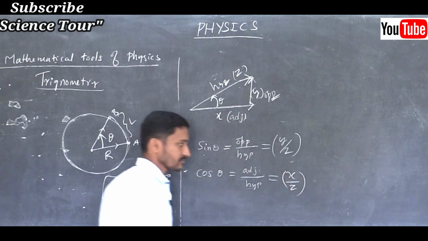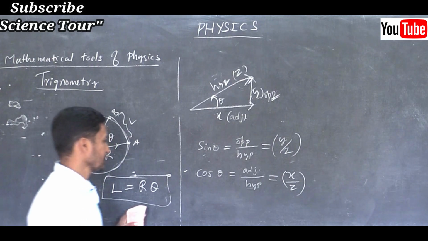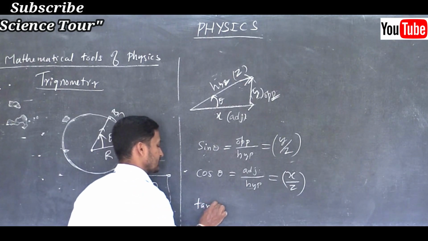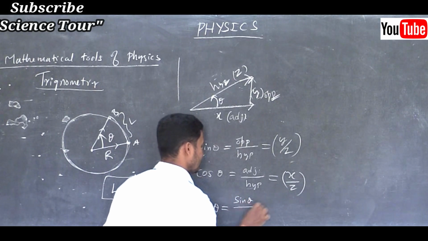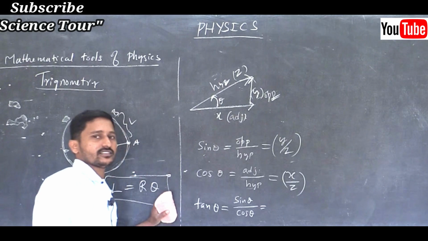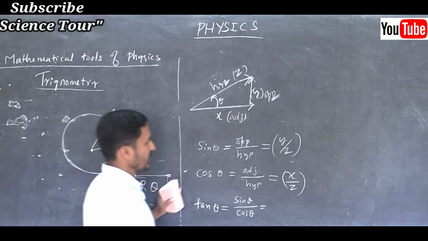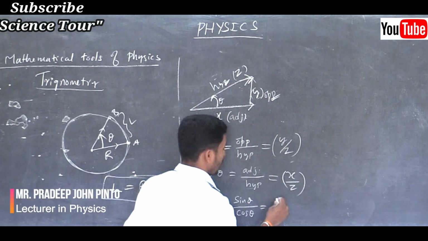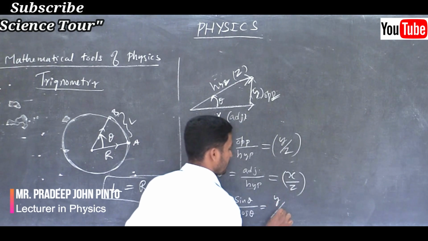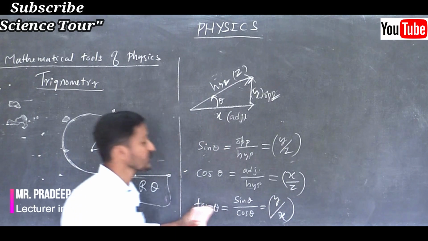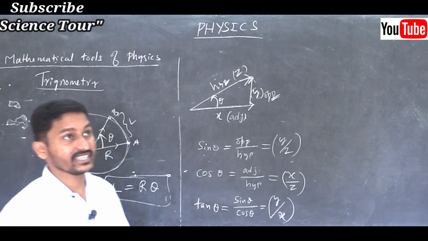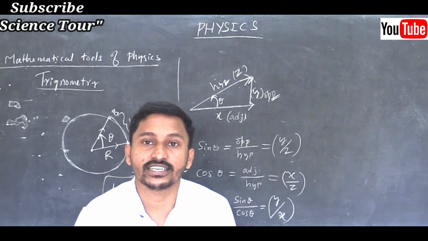And tan theta is nothing but the ratio of sin theta to cos theta, right? So I can write opposite divided by adjacent. This is actually direction. In physics, we are going to take tan theta as direction.